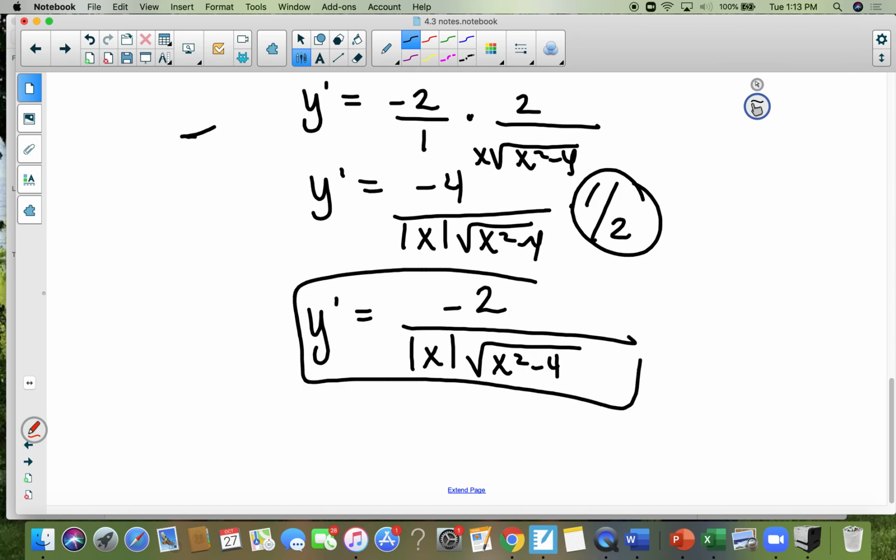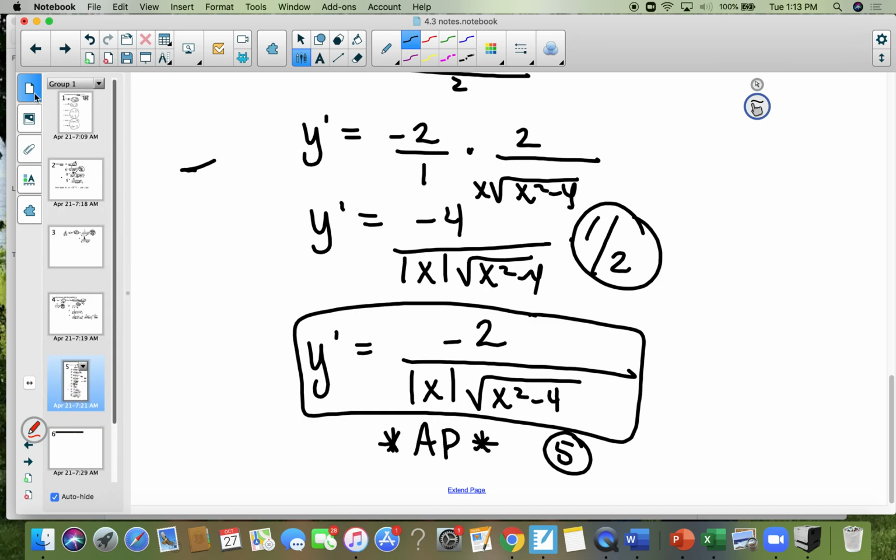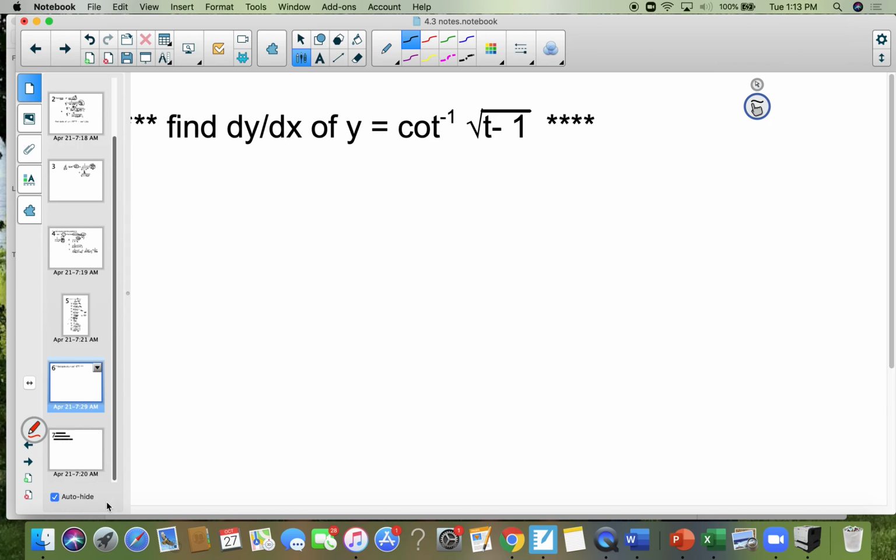This type of problem is going to be on the AP test. And kids that can do this type of a problem will get a 5 on the AP test. That's how difficult the AP test is going to look like. Okay, we only have 2 problems left.